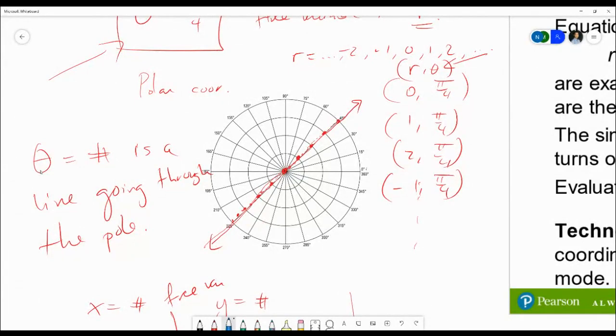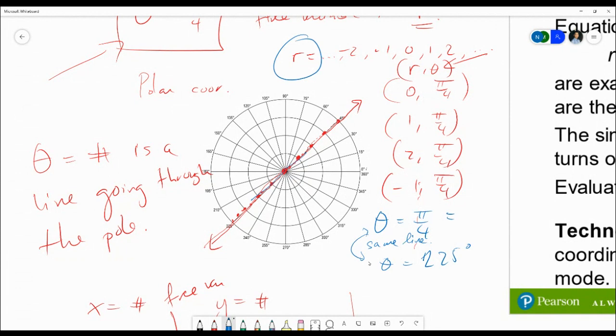So if I say theta equals pi over 4, that's actually the same equation as theta equals 225 degrees. Because you notice here they're the same thing. They're 180 degrees from each other, but since r can be positive or negative, it doesn't matter. So these two are the same line. I hope that helps.